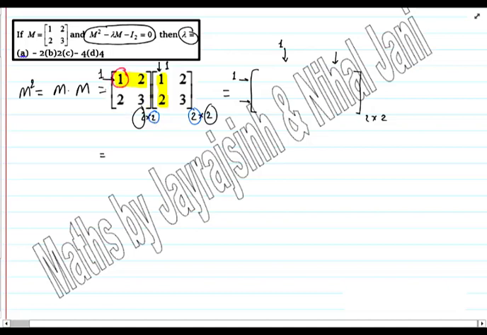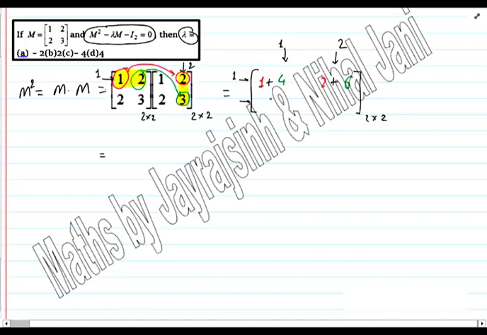First one, 1 into 1 plus, the second corresponding term, 2 into 2, will give us 5, right? Okay, now we have to move to the second term, which is in first row and second column. So let's select the first row and the second column and multiply to get the next element. 1 into 2 will be 2, plus 2 into 3 will be 6.